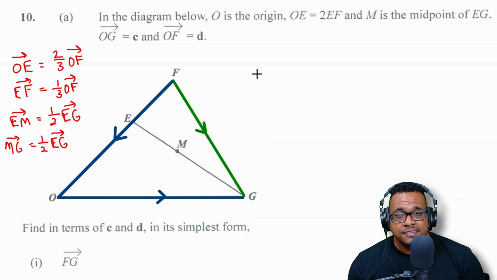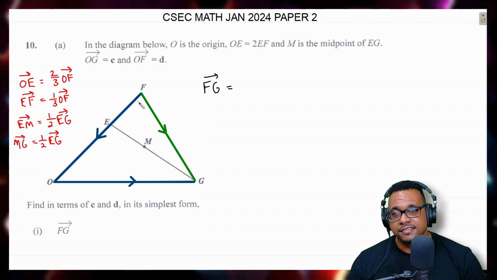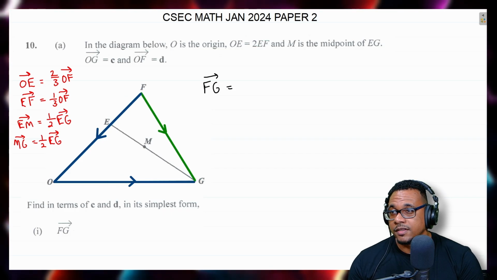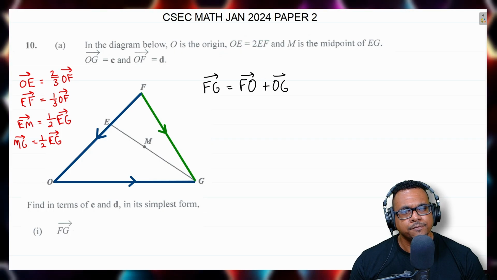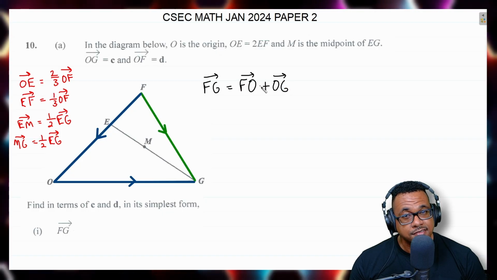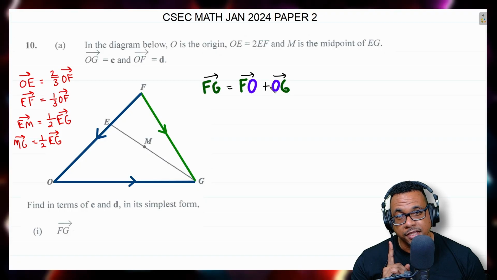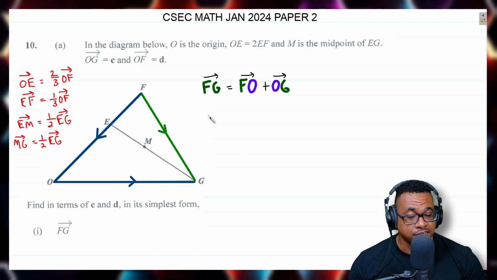So therefore my vector FG is going to be equal to the vector F to O plus the vector O to G. So I'm going to write that out: F to O plus the vector O to G. Now notice how we have F first, then G last, see F, G, and the same letter in the middle, which is the O. So that's another little pattern you can look for when you're trying to find a resultant vector.